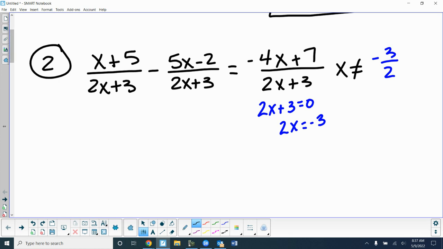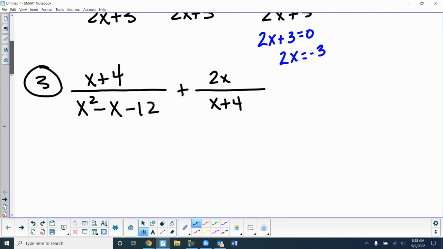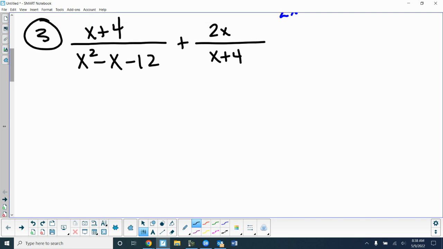All right, so number 3, we don't have a common denominator, so we have to figure out what that common denominator is. So if we can factor any denominator, we need to do that so we can figure out what the common denominator would be. So this first denominator is a trinomial that I can factor. So I'm going to factor it into x minus 4 and x plus 3. When I multiply negative 4 times positive 3, I get negative 12. And when I add negative 4 and 3, I get that negative 1 in the middle.